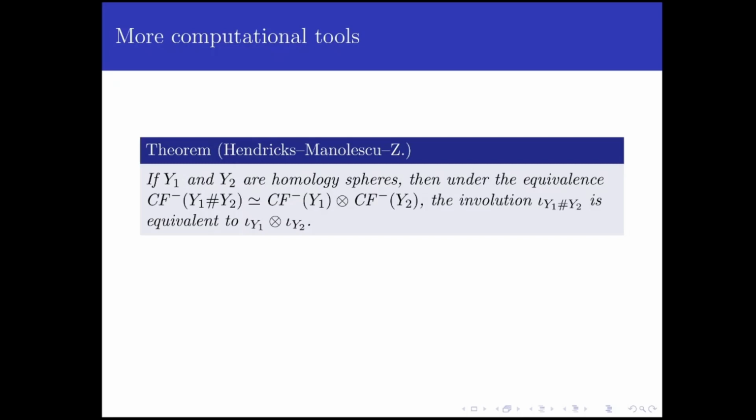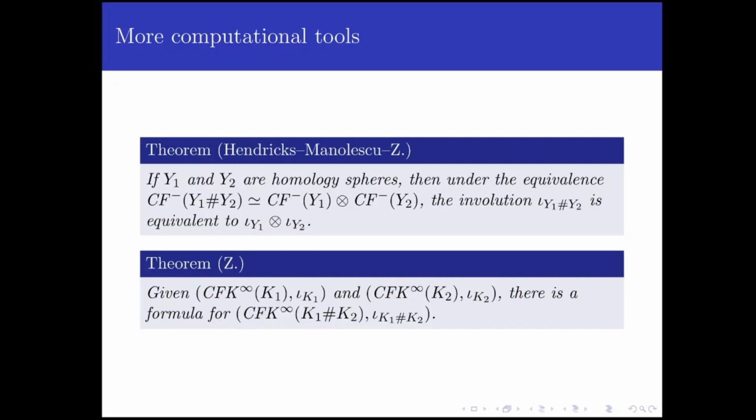And then there are other ways of computing the involutive Floer homology of new manifolds from old. So if you know the involutive Heegaard Floer homology of Y1 and Y2, Hendricks, Manolescu, and myself proved that the involution on the connected sum is computable. It's the tensor product of the involutions under the connected sum formula. So if you have the involution on Y1 and the involution on Y2, there's a formula for the involution on the connected sum.